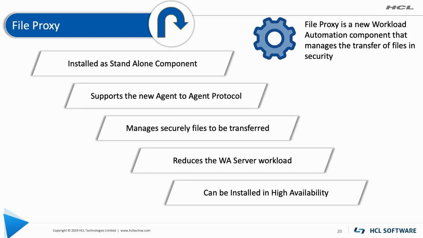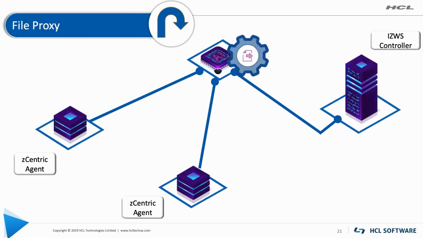If you are using this with a distributed engine, it's also possible to have a file proxy internal to the workload automation server. But in the case of a Z engine, you will have only the external file proxy available. And it does support high availability, so you can configure multiple file proxies with one taking over from the other if there is an issue on the active one. Probably you need a load balancer to perform high availability.